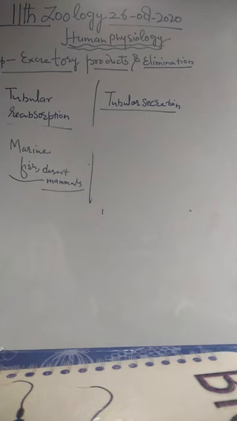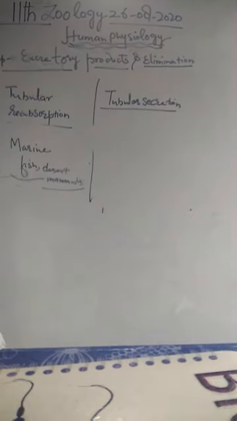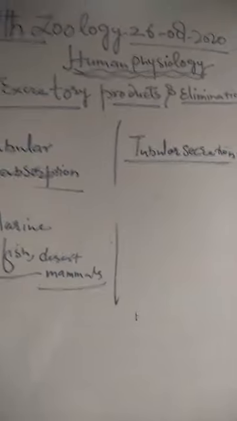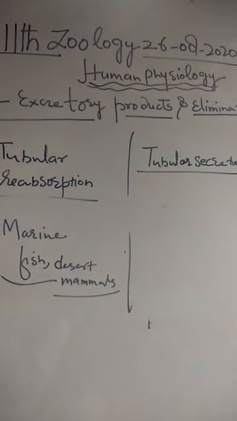So far the tubular secretion is concerned, it is the only mode of excretion in animals that lack glomeruli. Tubular secretion takes place in those animals that do not have the glomeruli. This is the only mode of excretion, tubular secretion. That is the difference between tubular reabsorption and tubular secretion.